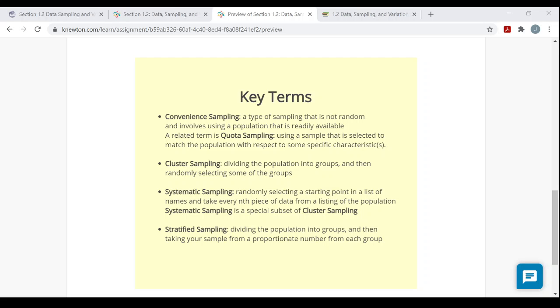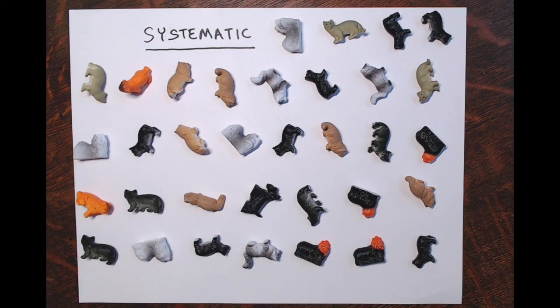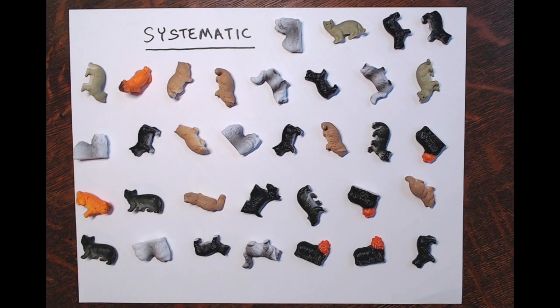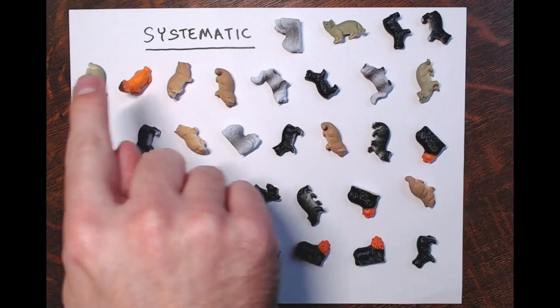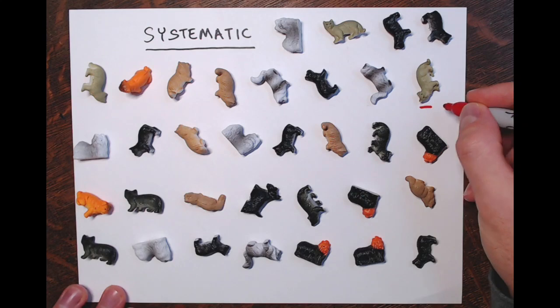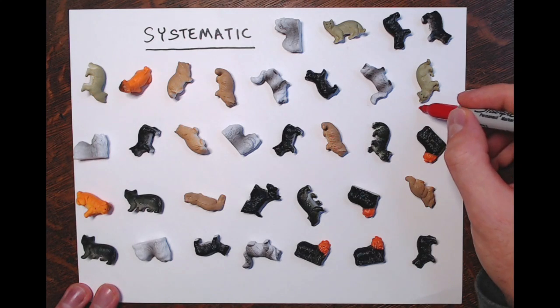Okay, so back to the paper. Here I have lined up a bunch of the cats and dogs. Say this is my population of cats and dogs, the ones I'm trying to study. Systematic means to collect the sample, I first pick one of these at random. Let's say I roll a die, or I use my calculator or a random number generator, and I randomly select the 12th animal. So 1, 2, 3, 4, 5, 6, 7, 8, 9, 10, 11, 12. There's the 12th animal. So this animal will be in my sample.